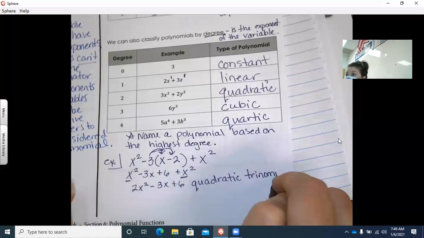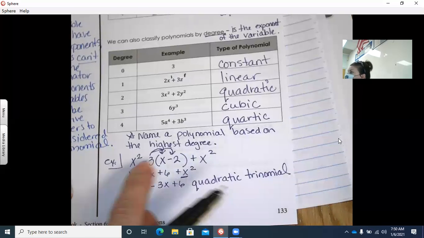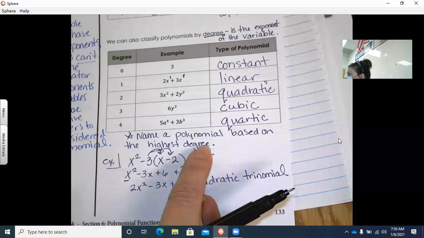So if it can be simplified, you do that first and then you name it. So we would have gotten the quadratic part right, but we wouldn't have got a polynomial with 5 terms correct. This has 2 degrees, 1 degree, 0 degrees. When you're naming it, you name a polynomial based on the highest degree. So since the highest degree was 2, that's a quadratic. Okay.